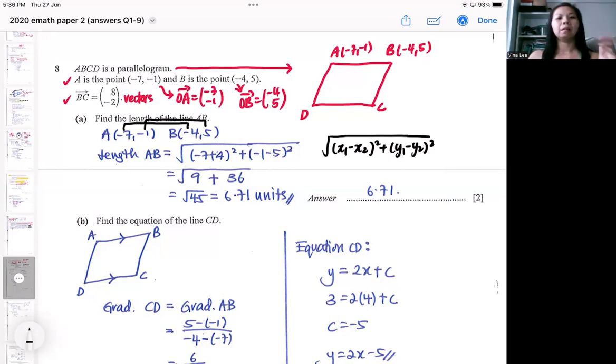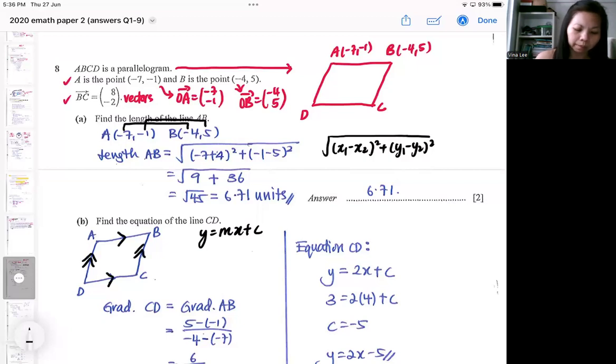And for part B, it is also a coordinate geometry idea, because in coordinate geometry, you learn about equation of a straight line, which will be mx plus c. So we are dealing with a parallelogram. A parallelogram has the same gradient for opposite sides, right? And opposite sides are the same length. So I will need the gradient of CD, because I want the equation of CD. However, in this case, because you are dealing with a parallelogram, the gradient of CD can also be found by the gradient of AB.